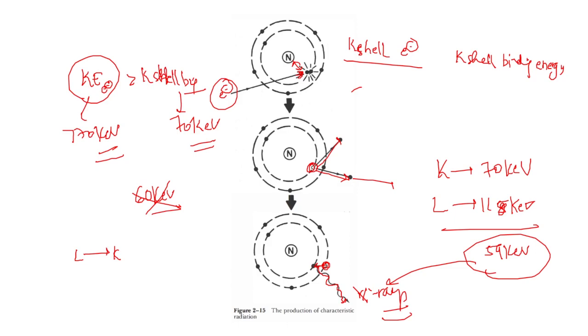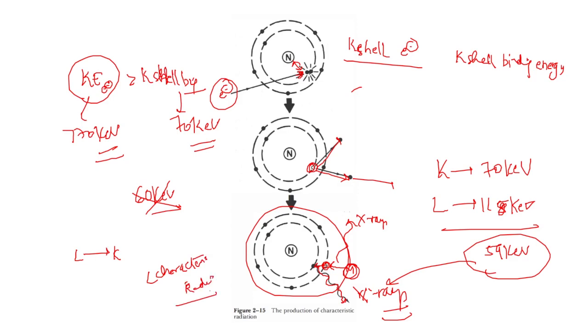Now again, an electron from the M shell, the outer shell, will come and occupy this vacancy in the L shell, and during that time again X-rays are produced. This radiation, where an electron from the M shell comes down and occupies the L shell, is called L characteristic radiation. So in one atom, many types of characteristic radiation are seen, and different energies are ejected.